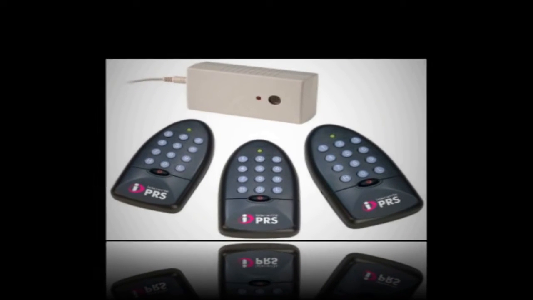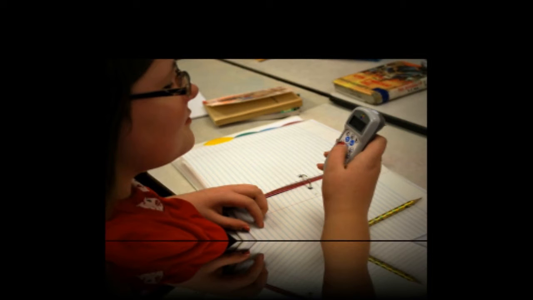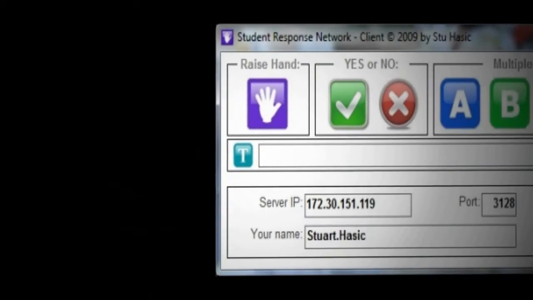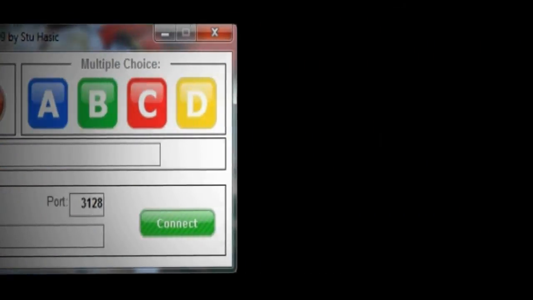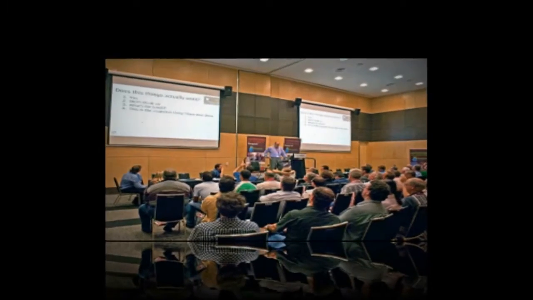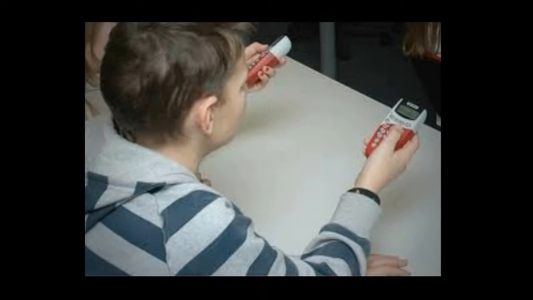Using a student response system, also known as clickers, is an effective way for teachers to get feedback, see how the class is understanding something, have students vote, and even play a game. Basically, the teacher asks a question and the students answer through their clicker. Clickers are anonymous, so no one needs to be embarrassed if they answer incorrectly or if they have a different opinion than others.